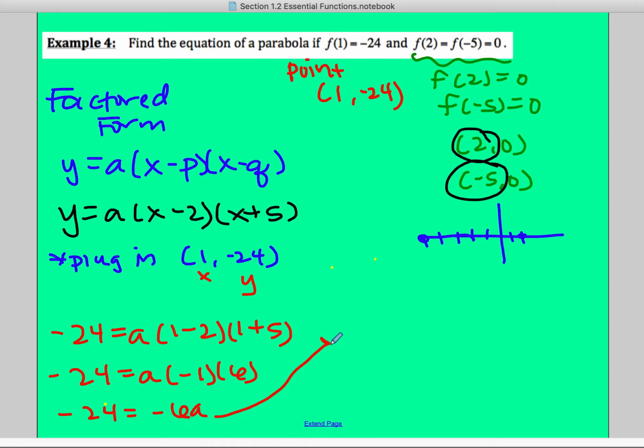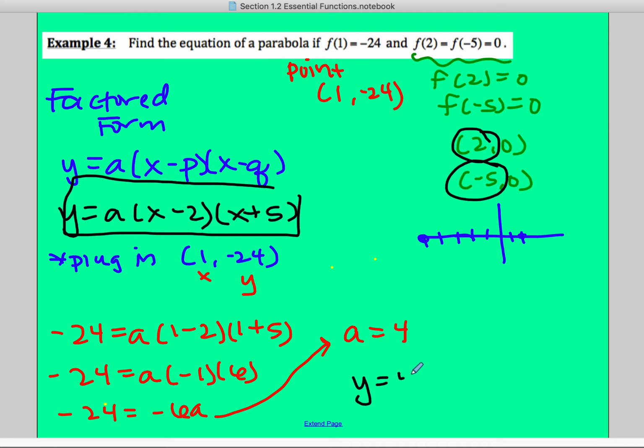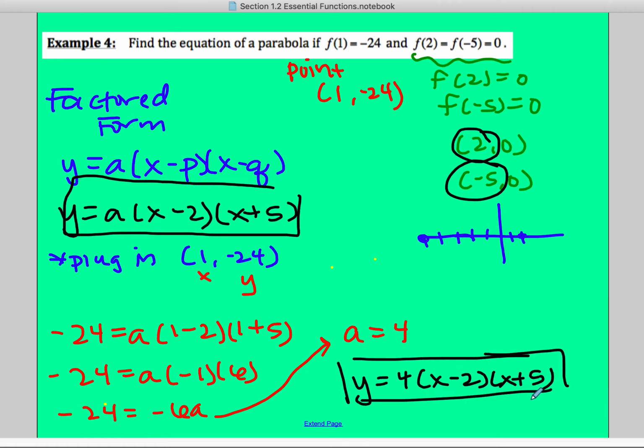And then from here, I just need to solve for a. So I would divide both sides by negative 6. So negative 24 divided by negative 6 is a positive 4. So a is equal to 4. And then I just need to write my equation in factored form. So I'm going back and plugging it into here. So I will have y equals 4, x minus 2, and x plus 5. All right, and that is it for example 4.